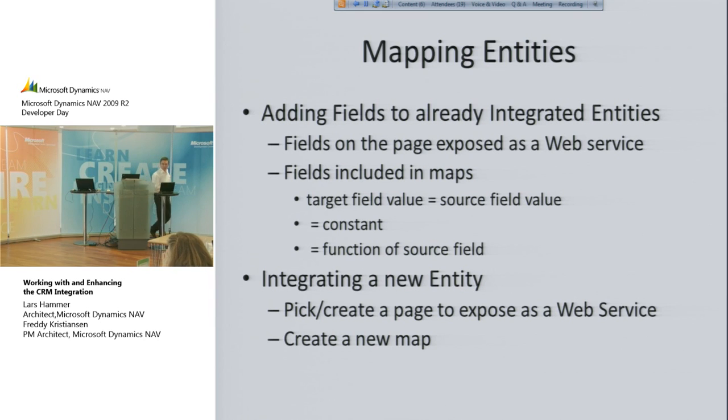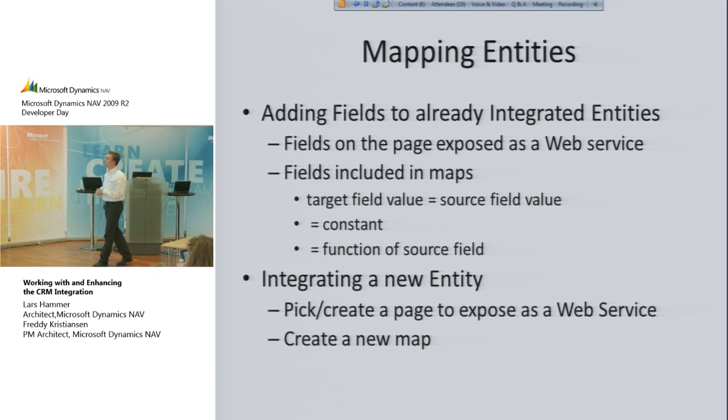Okay. So there are basically two things that you might want to do, and one is adding fields to entities that are already mapped and already synchronized across the two systems, and you have to then make sure that these fields are exposed on a web service that basically goes in both ends, both NAV and CRM. We're focusing on NAV here, but they have to be accessible for the connector to map. And then you need to open the mapping tool and add the maps for the new fields.